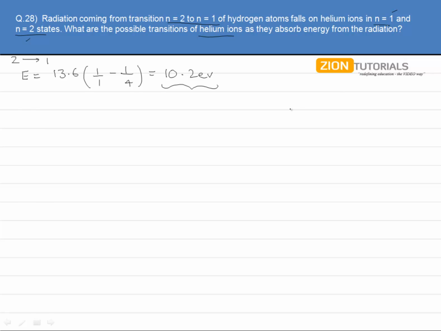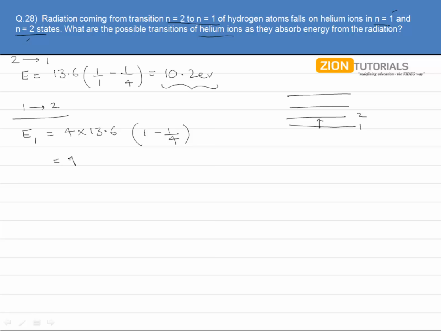Now if we let these be the energy levels 1 and 2, let us first see the transition from 1 to 2. When the transition is 1 to 2, the energy comes out to be 4 into 13.6, 1 minus 1 by 4, giving us 40.8 electron volts. Now this 40.8 electron volts is actually greater than E, so this transition is not possible.